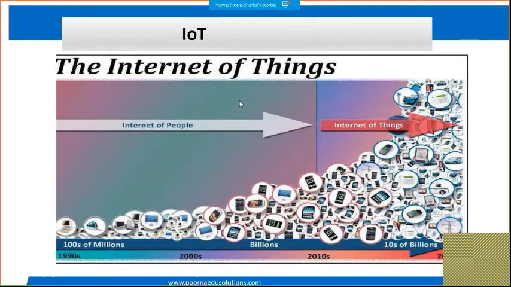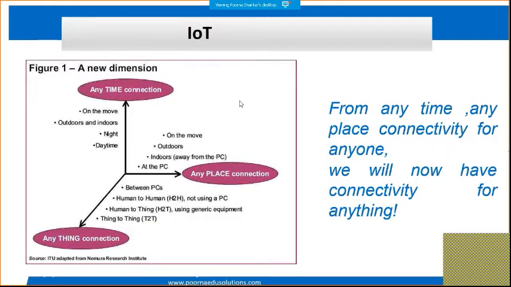Okay. So in the 1990s, we had only 100 million devices connected to Internet. Slowly it was growing in 2000, and now in 2020, tens of billions, approximately 50 billion devices, are connected to Internet. You can see the graph. As the years go by, the number of devices connected to the Internet is also growing. So we have a wide scope in IoT.